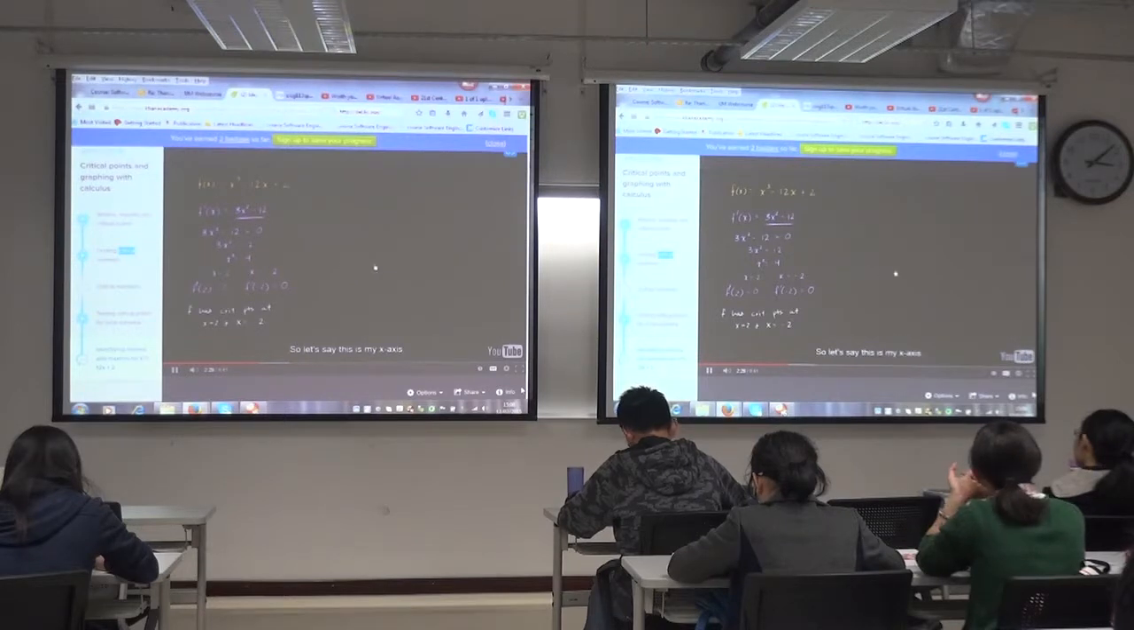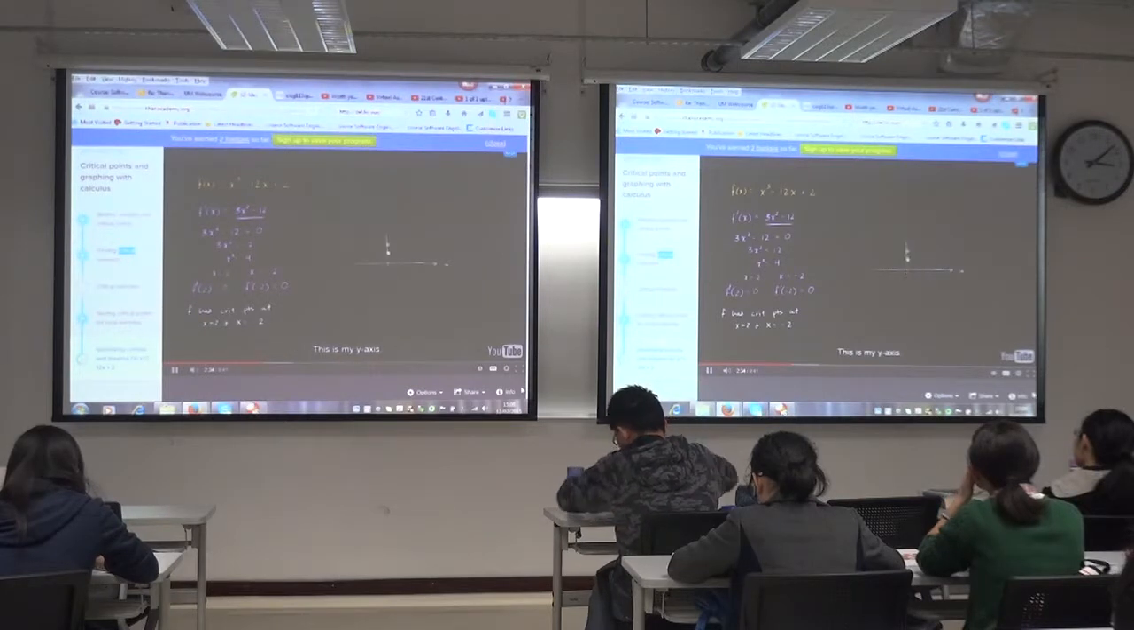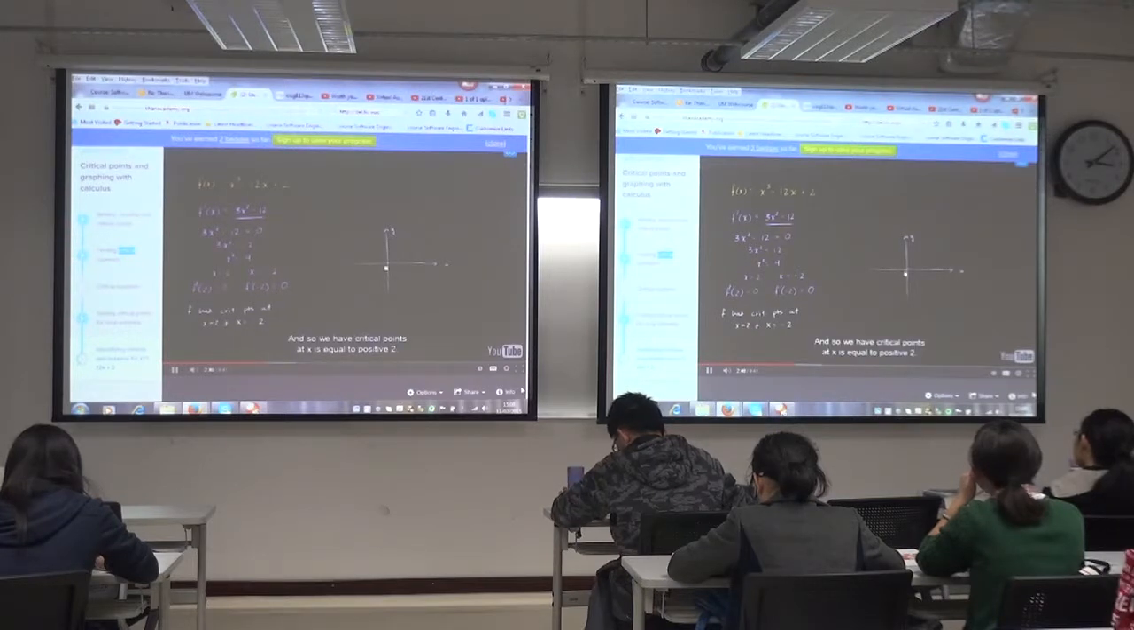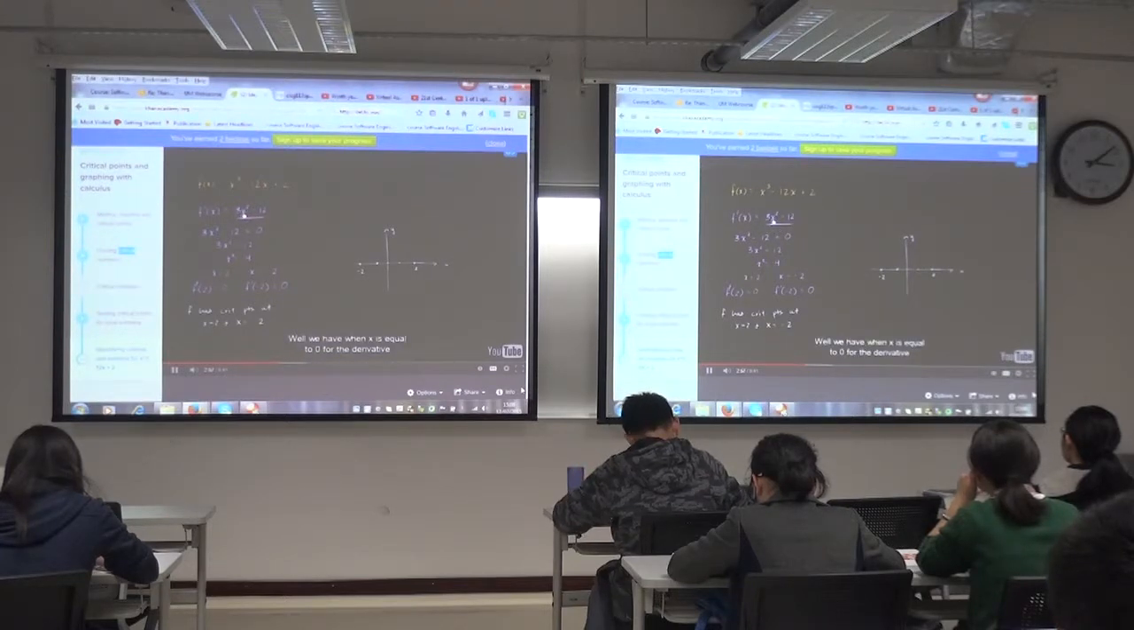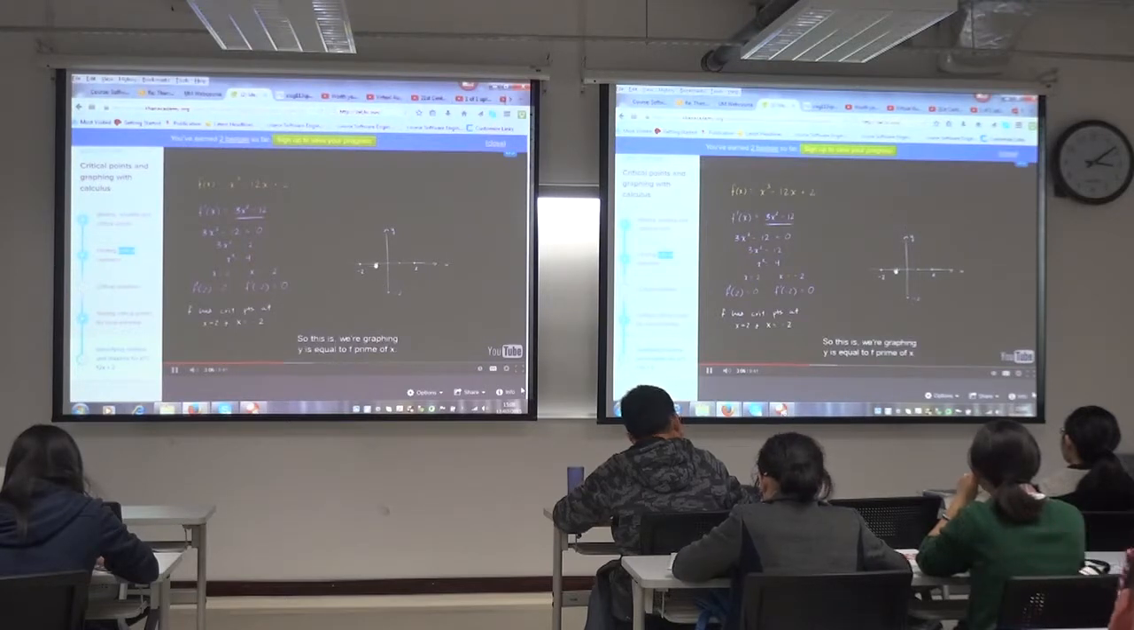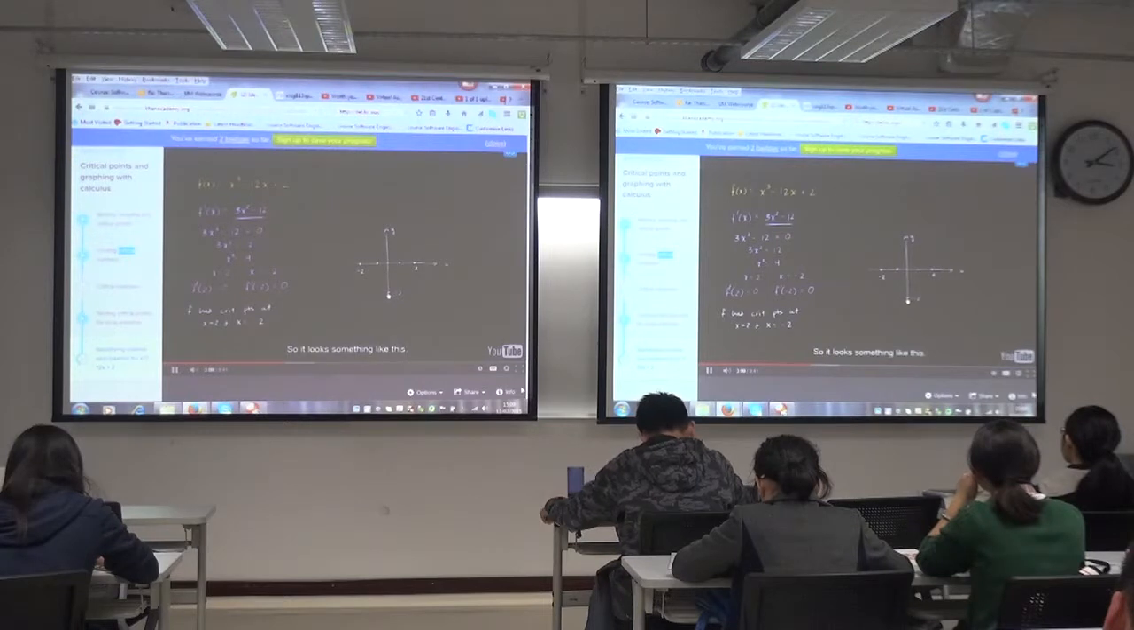So let's say this is my x-axis, this is my y-axis, and we have critical points at x equal to positive 2, so it's 1, 2, and x is equal to negative 2. What does this derivative look like if we wanted to graph it? Well, when x is equal to 0 for the derivative, we're at negative 12, so this is the point y is equal to negative 12. So we're graphing y is equal to f prime of x. So it'll look something like this.